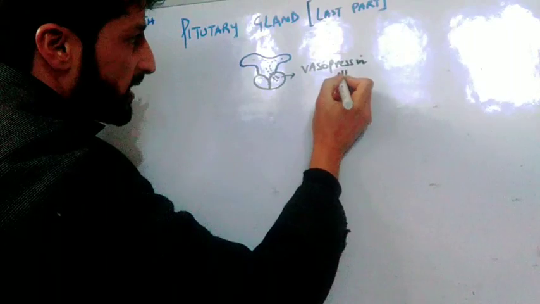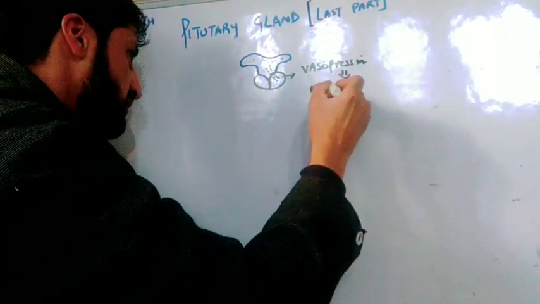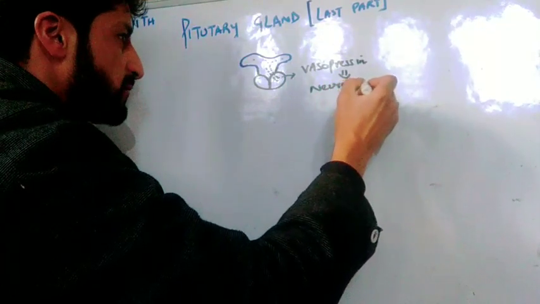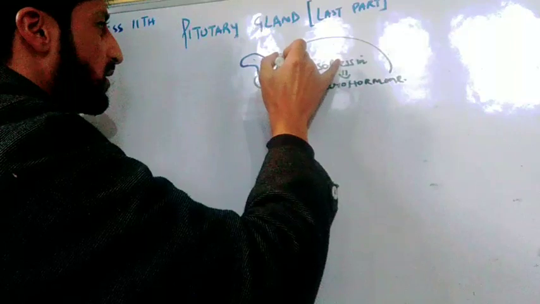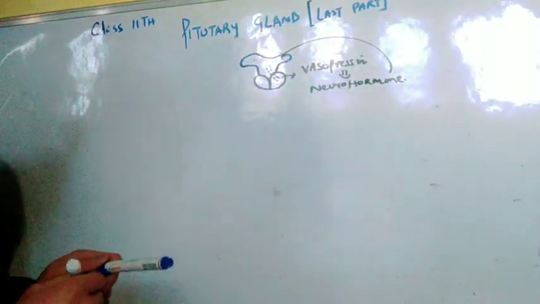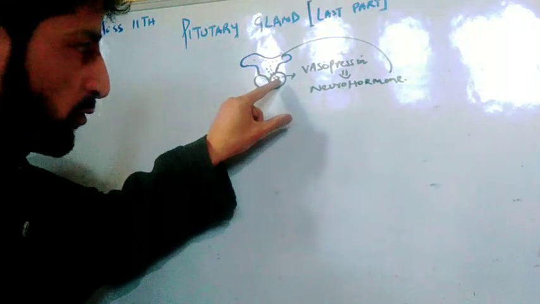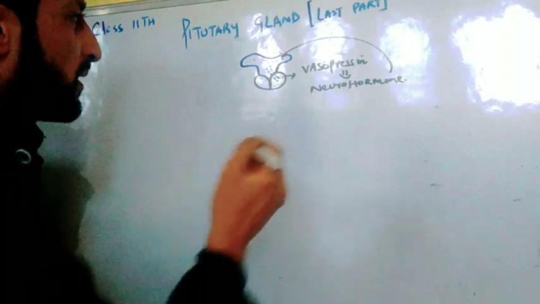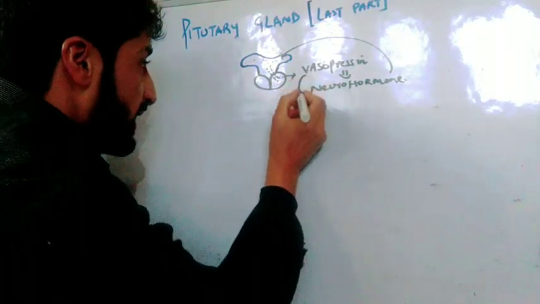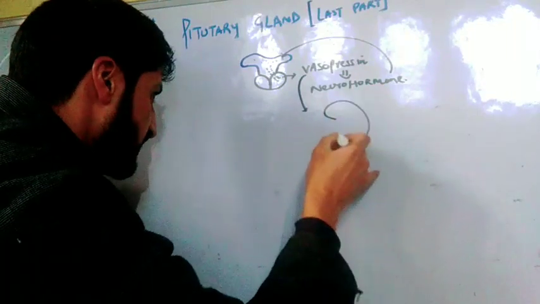First of all, you should know that vasopressin is a neurohormone. When I say it's a neurohormone, I mean it is this vasopressin hormone that is actually produced from the hypothalamus and is stored in the special sac-like structures called Herring's bodies in the posterior lobe of the pituitary gland. Now, this vasopressin has a target organ, that is your kidneys.